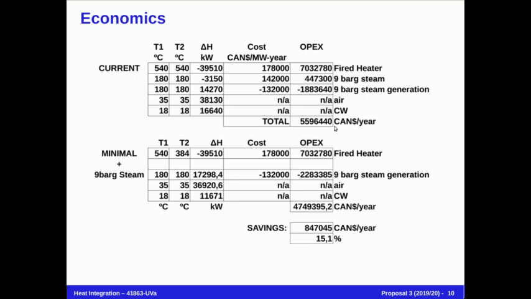With this result we can make some numbers about the cost of the new utilities, and we find a reduction of 15%, which is a significant one. And the absolute amount of savings is almost 850,000 Canadian dollars per year.